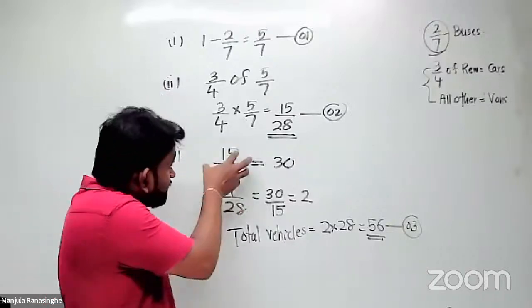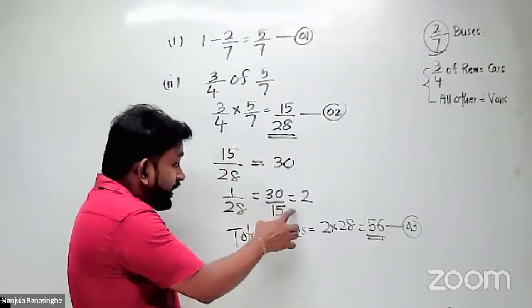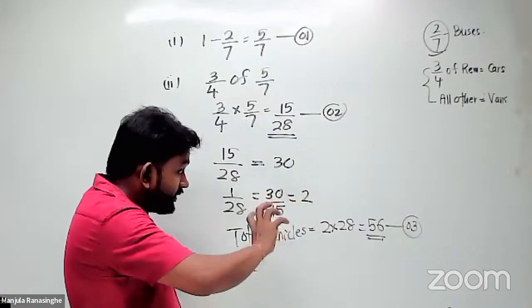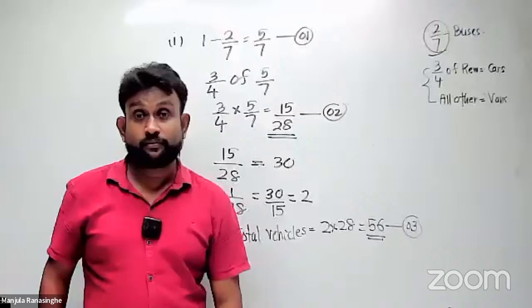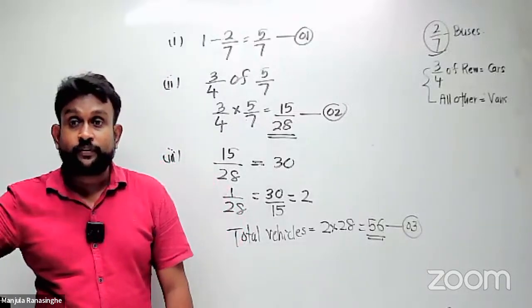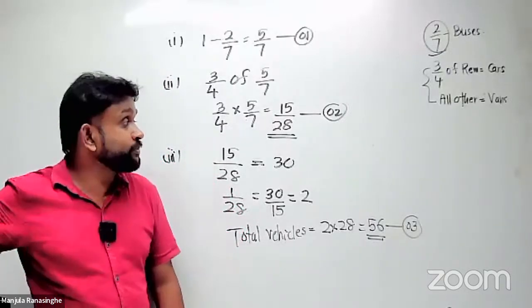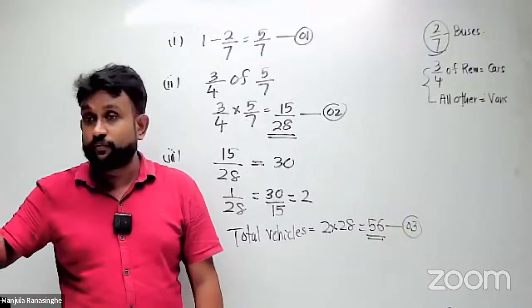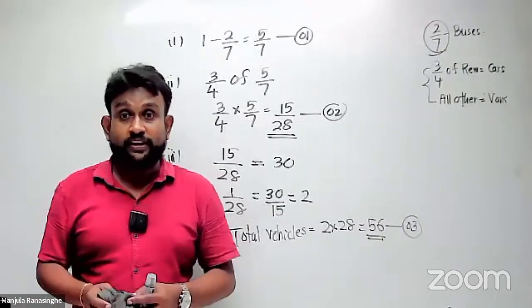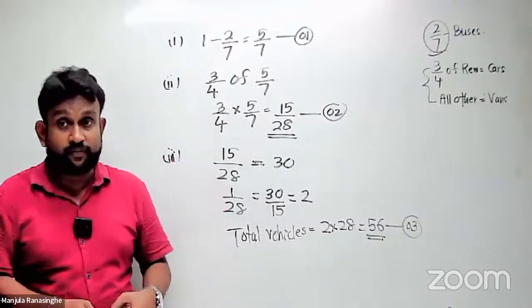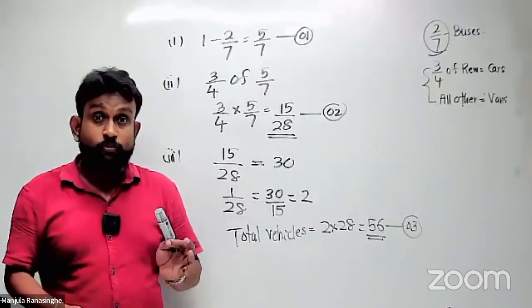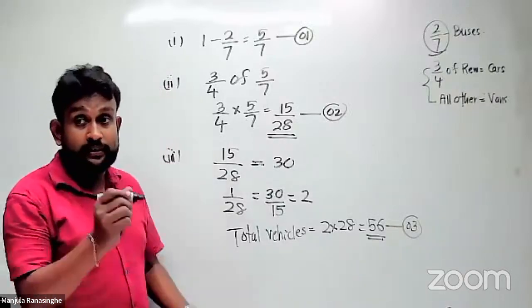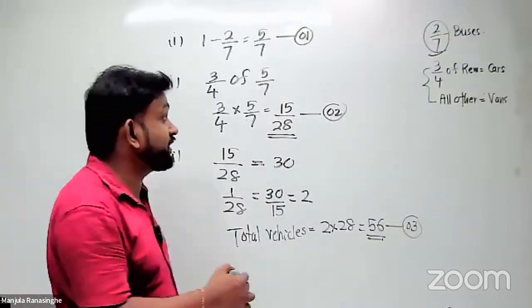15 and 30, one was said, then 2, then 28 such parts there, so 2 into 28 is 56. Okay, the fourth part: the charges for the expressway are rupees 600 for the buses, 400 for the cars, and 550 for the vans. So let's calculate the buses count separately.